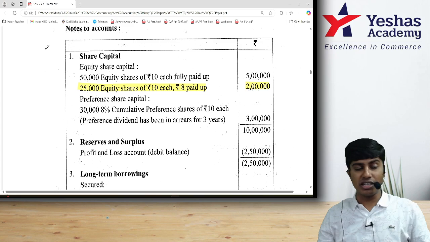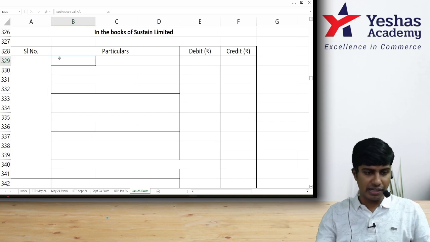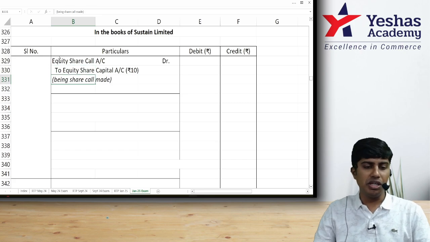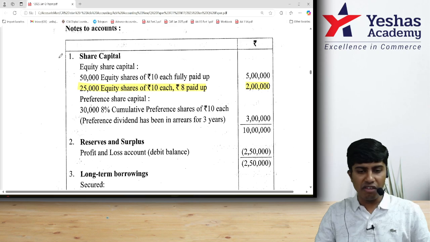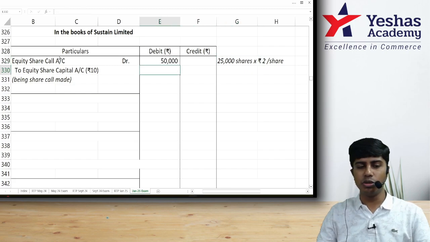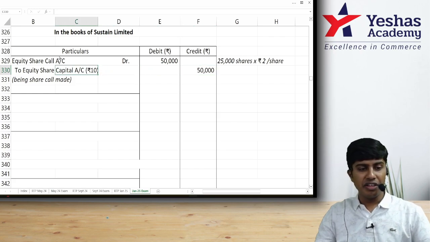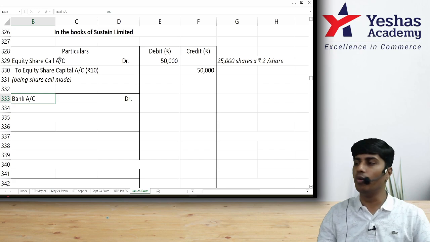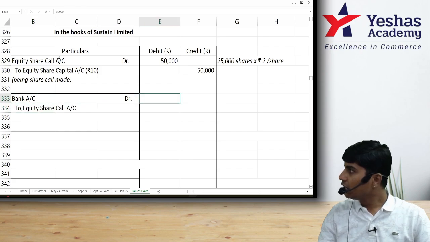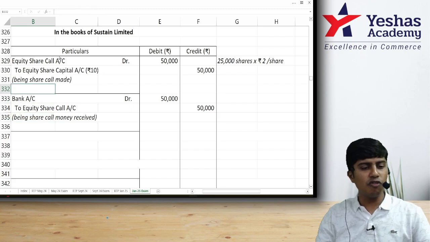When you make the call, the journal entry is: Equity share call account debit to equity share capital account, being share call made. This is for 25,000 shares, and for each share rupees 2 is called. 25,000 into 2, 50,000. Share call made. Money is rightly received. The entry for money received will be: bank account debit, and share call account, which was debited earlier, will be credited, 50,000. Share call done.